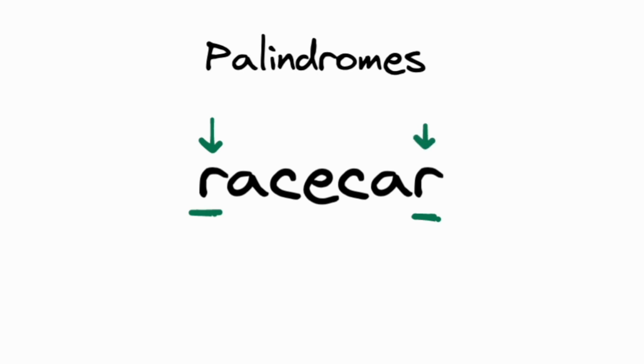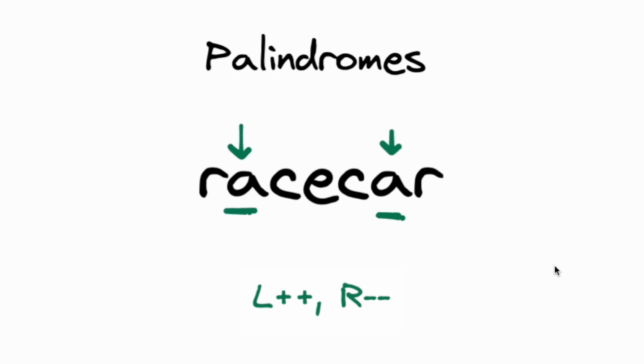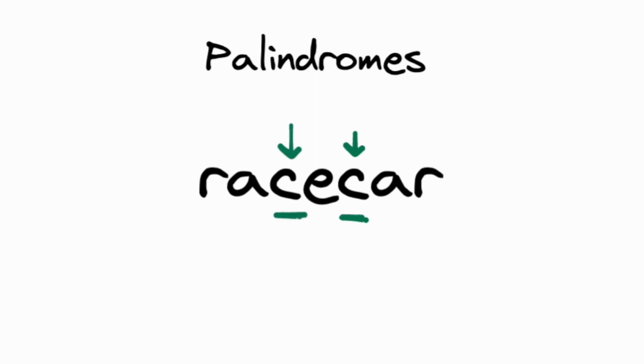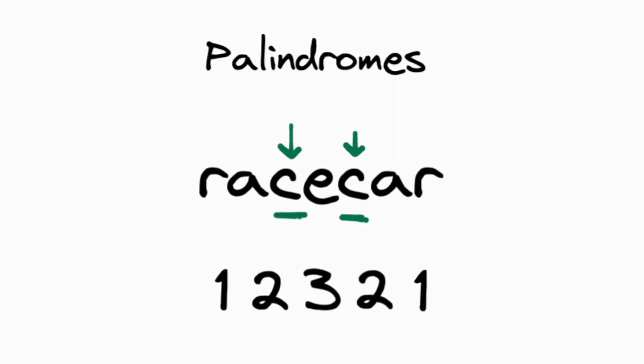So each iteration of the loop, we increment our left pointer by 1 and we decrement our right pointer by 1. And we're always checking, does left equal right? Eventually, we'll get to the middle of the string, and if left still equals right, we know that this string is a palindrome.